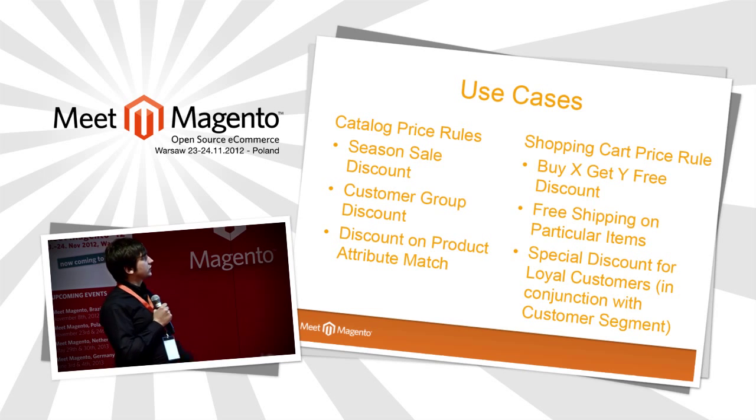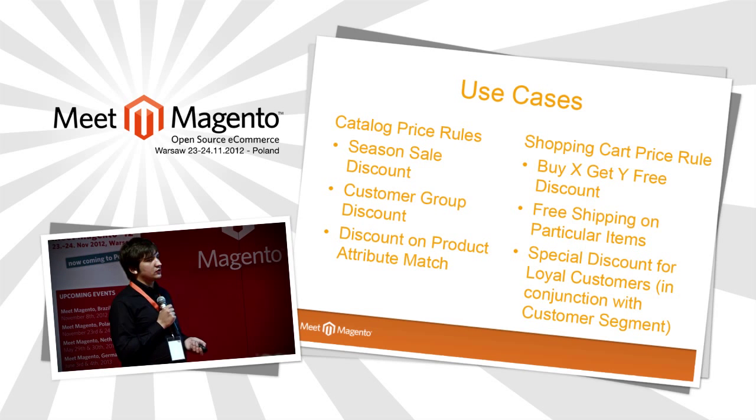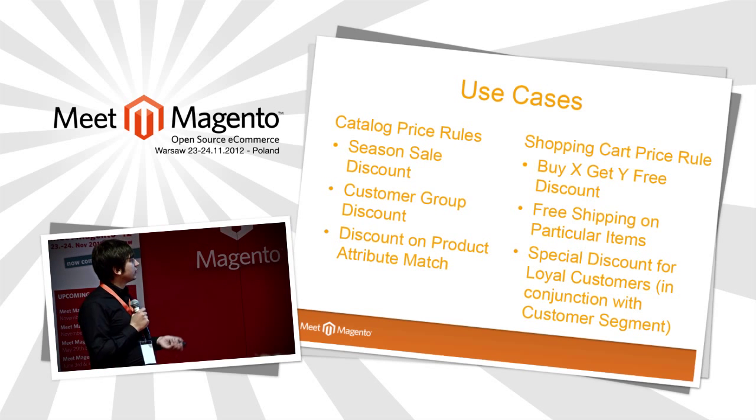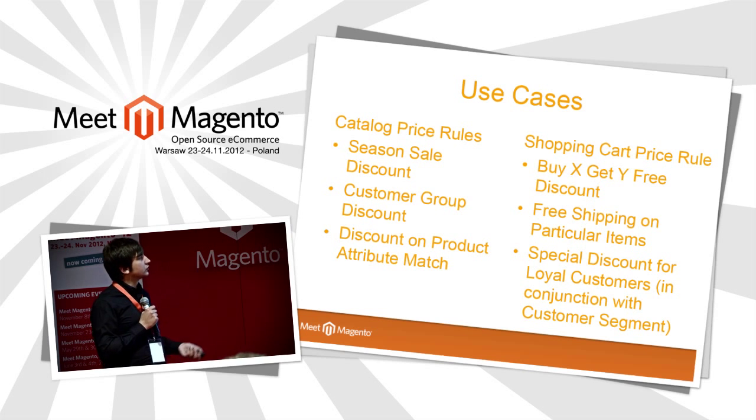Now a bit about the use cases. Catalog price rules can be used for seasonal sales discounts, like, for instance, a special sale on Christmas. You can create a catalog price rule with a start and end date, and it will be applied by Magento on all products in a web shop. It can be a customer group discount, and it can be a discount on attribute match, like I said before, it can be on all red products and so on.